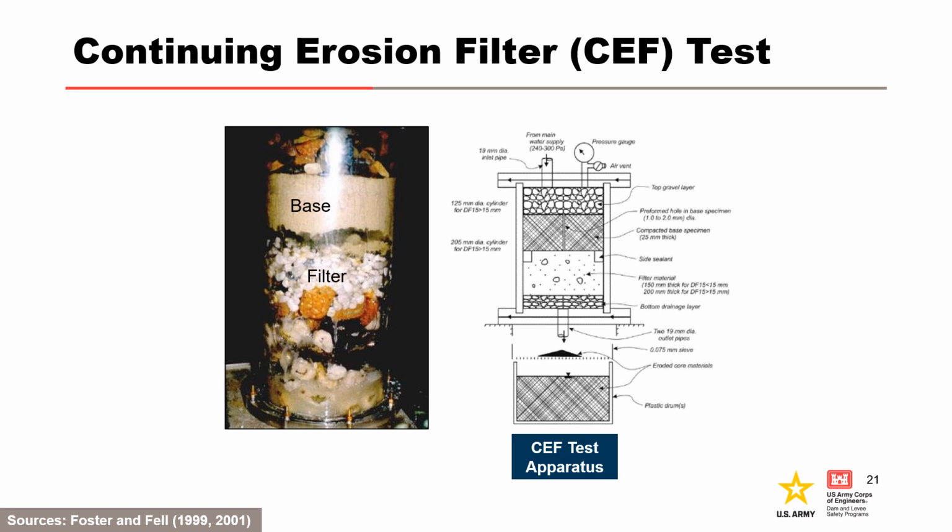Foster and Fell also developed a device to evaluate the potential for continuing erosion by modifying the no erosion filter test. To evaluate continuing erosion, they re-ran the no erosion filter test with a coarser filter. After the test, the water passing through the filter was collected and the eroded materials were dried and weighed to determine the loss of the base soil that was required to seal the filter. To ensure that continuing erosion was taking place, they also used thicker base soil specimens to allow for greater erosion losses. This process was repeated with progressively coarser filters until the filter was not sealed.